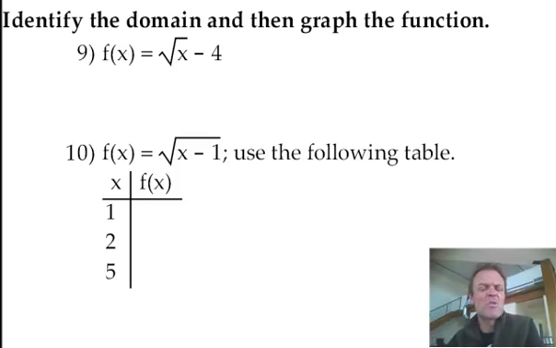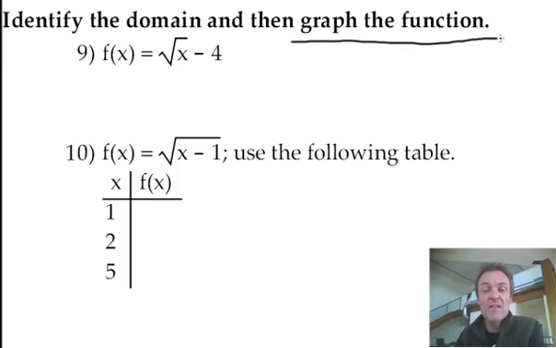So let's have a look at this. We're going to do some graphing. From 7.1, we've got some graphing to do, and also identify the domain, okay? Which I'll show you about. Now, this one says identify the domain and then graph, but what we really want you to do is graph the function and then look at the graph itself to find the domain, okay? And I'll explain that as we go along.